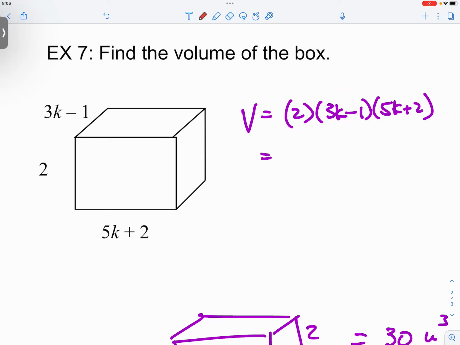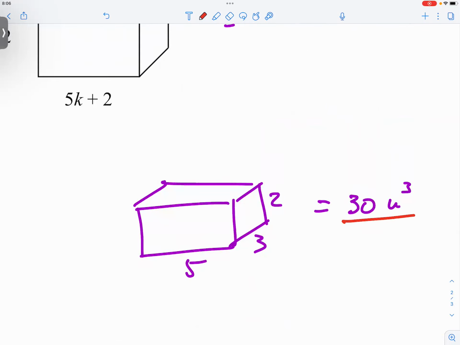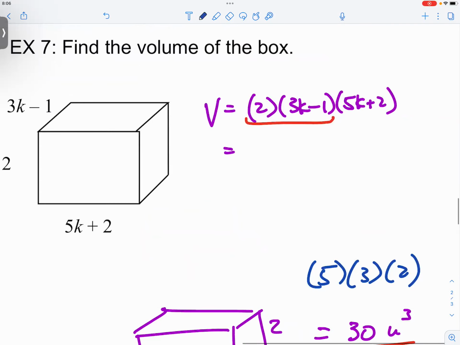Now, you have to understand that when we do multiplication, we just do 2 things together. Like for example, think about how you get 30, right? The way we get 30 right here was simply 5 times 3 times 2. And just go ahead and multiply from left to right. You don't distribute. You don't distribute here.